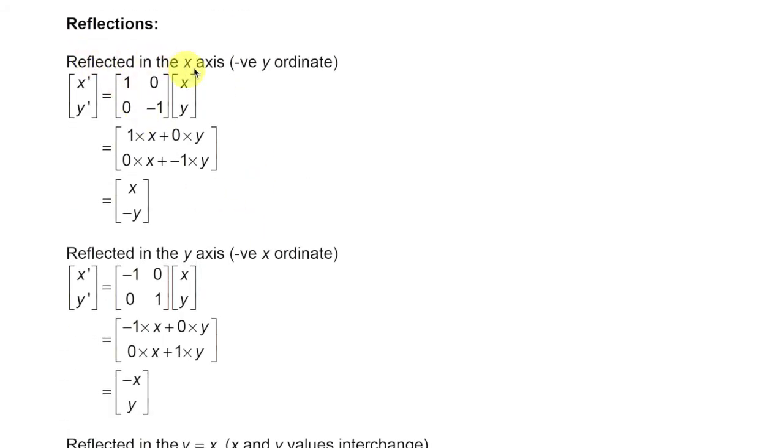Reflection. So if we're reflected in the x-axis, my new xy value is going to be the original xy being pre-multiplied by this matrix. A 1 here, zeros along there, but a -1 here. And look what happens when I perform this matrix multiplication. I end up with this matrix. So the new x value is going to just equal the original x value, but the new y value is going to equal the original y value being multiplied by -1. So that's a reflection in the x-axis.